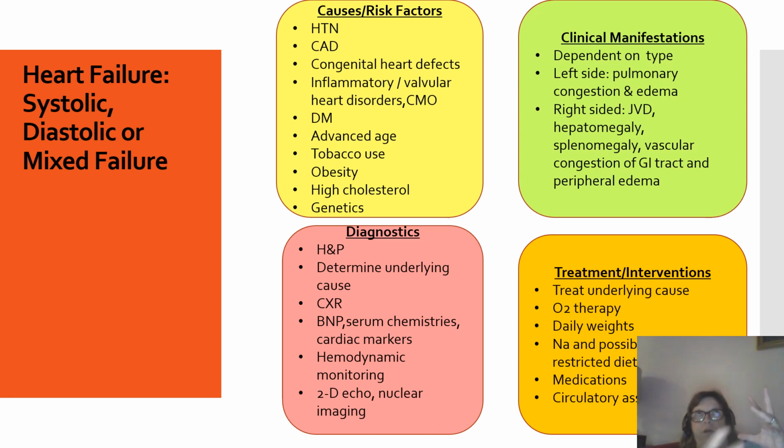Right-sided is more fluid overload, or poor venous return. So you get JVD, hepatomegaly, and splenomegaly, vascular congestion of the GI tract, and peripheral edema.